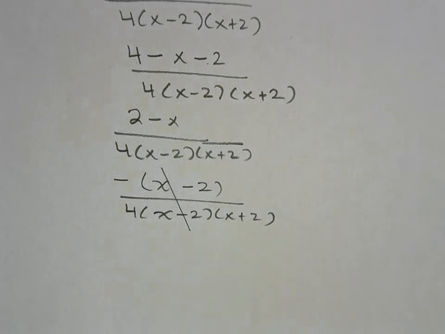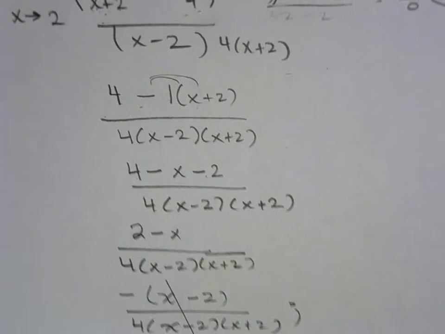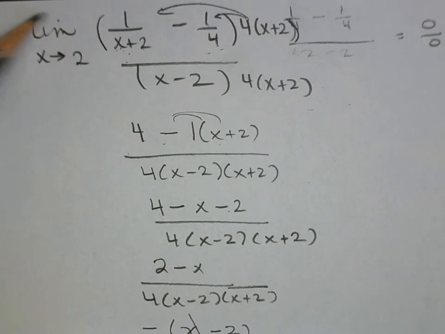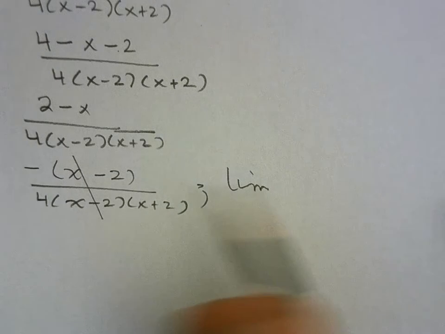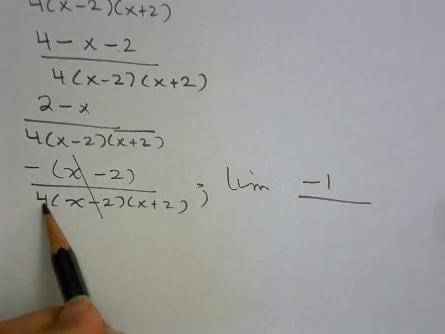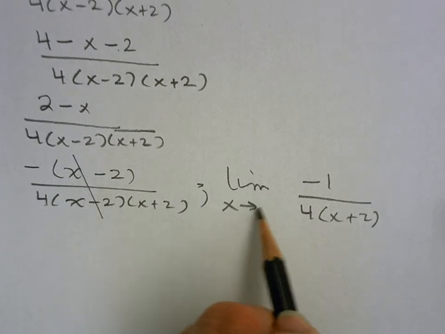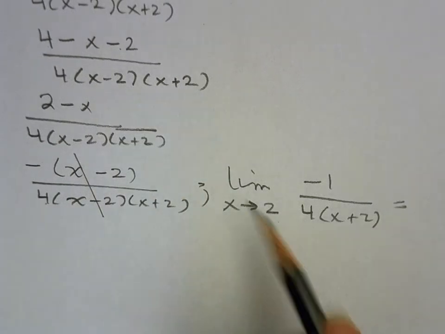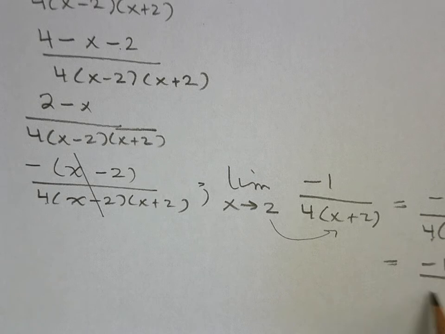So now for my limit, I'm looking back at the original problem, so back here. So it's the limit as x approaches 2, right? So I have the limit of my new function, -1 over 4 times x plus 2, as x approaches 2. So now I'm going to substitute 2 in for x. So I would get -1 over 4 times 4, which is 16. And then there's my limit.